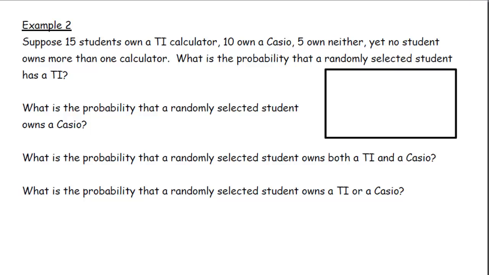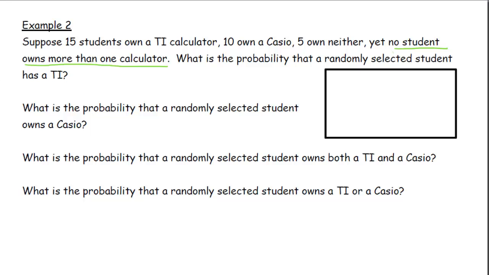So suppose 15 students in your class own a TI calculator, 10 students own a Casio, 5 own neither, yet no student owns more than one calculator. What is the probability that a randomly selected student has a TI? Okay, well, the first thing I need to do is figure out how many students are in this class. So I'm going to draw my Venn diagram here. Now, this first piece right here, yet no student owns more than one calculator.